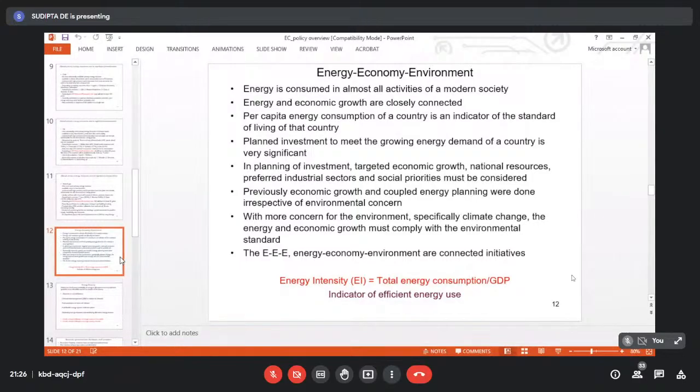Now see, an interesting definition has emerged. This is a very important and meaningful definition: energy intensity is defined as total energy consumption, meaning all over the country.